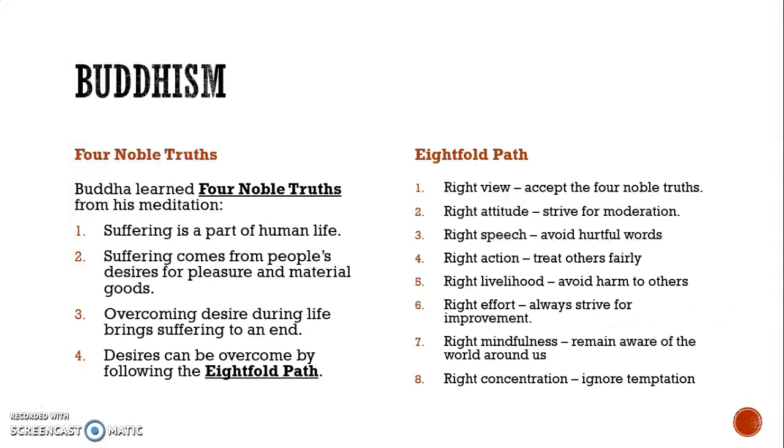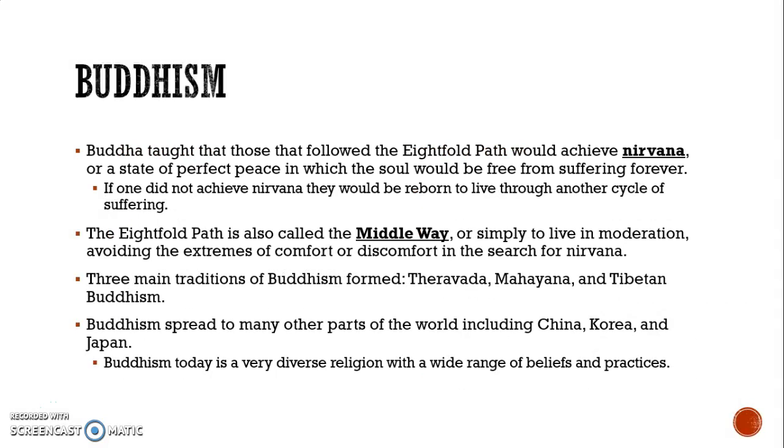The Eightfold Path is broken into 8 parts, obviously. Right view, right attitude, right speech, right action, right livelihood, right effort, right mindfulness, and right concentration, all meant to avoid hurting others, find peace, and also to make sure that we are avoiding temptation. Buddha taught that those who followed the Eightfold Path would achieve nirvana, or a state of perfect peace in the world in which they'd be free from suffering.